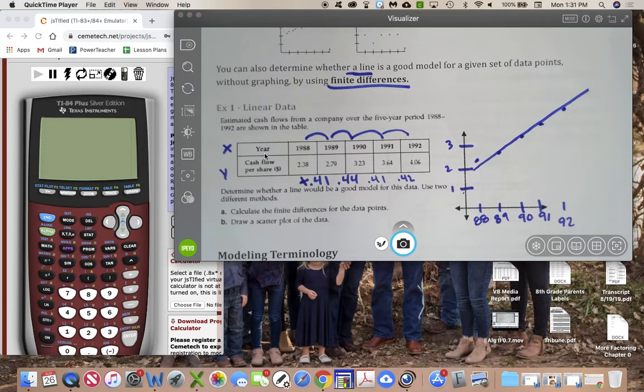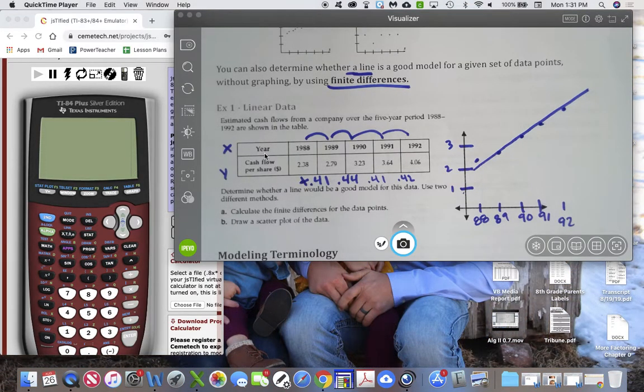I'm going to show you how the calculator is going to do that here pretty soon, and Wynn's already trying to figure it out. Whatever. Okay, I'll show you how to do it.